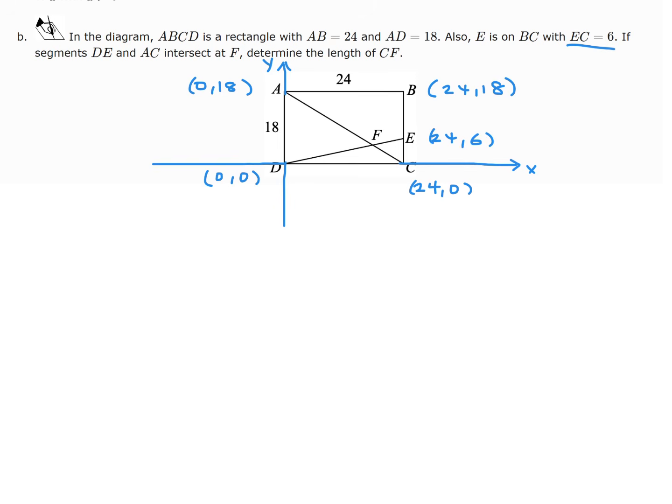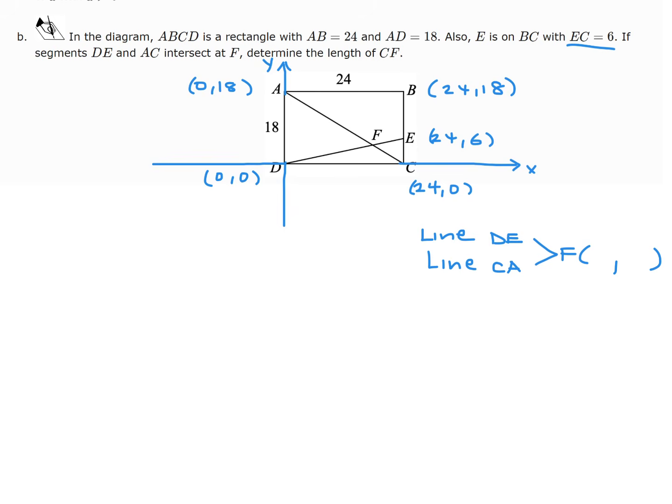And then what are we trying to find here? The length of CF. Okay, so I have the coordinates for C. I would need the coordinates for F. Okay, I think I understand. So I need the coordinates for F. Therefore I have to find the equations of the line DE and the line CA. Then I would be able to figure out the coordinates for F. F would be the intersection. And then I can figure out the length of CF. Okay, so those are the steps. So let's take this one step at a time.